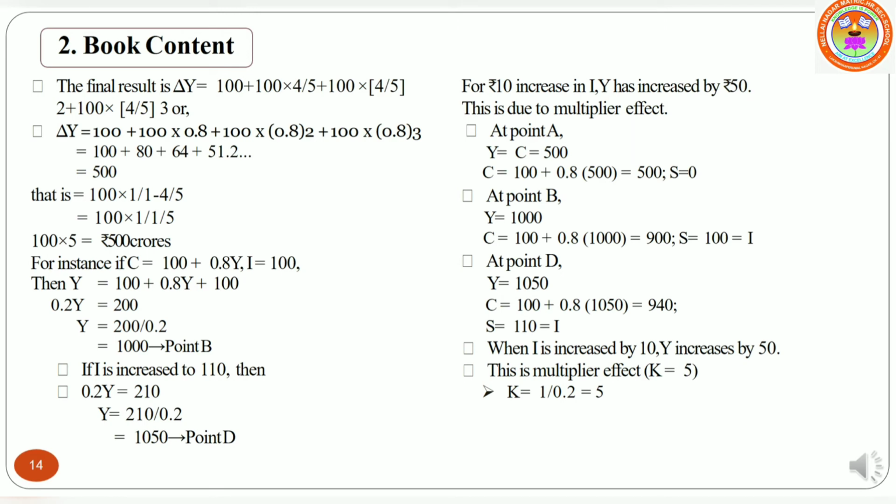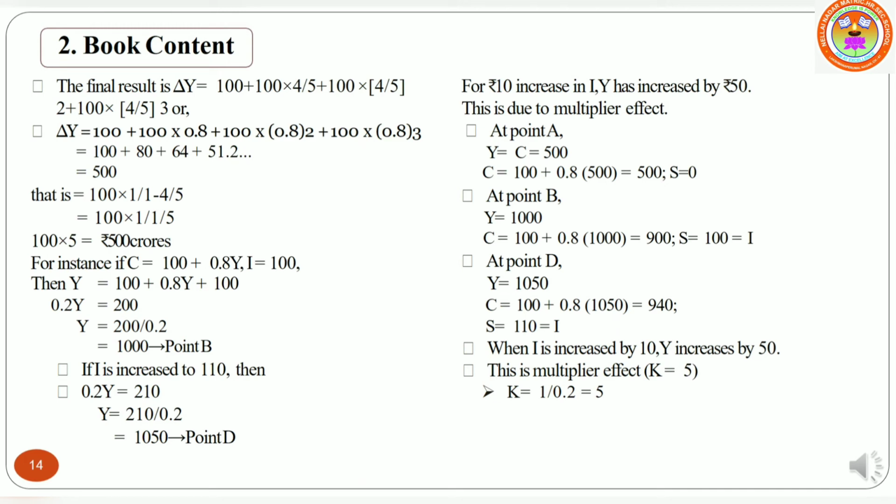Income is also 500. At point B, Y income is 1000. C is equal to 100 plus 0.8, here Y income is 1000. So 0.8 into 1000, how much? 800. 800 plus 100, 900. So 1000 minus 900, 100. 100 is called saving. Here S represents saving. S equals 100.